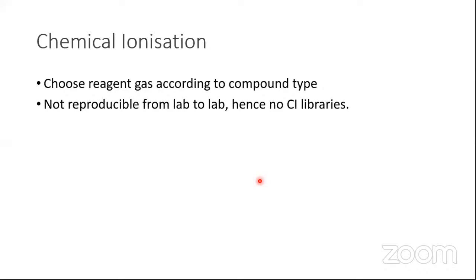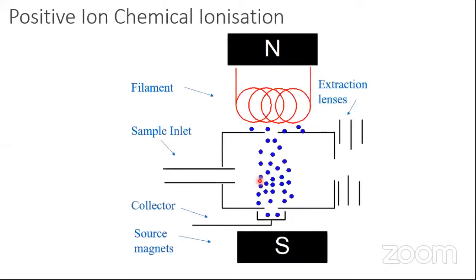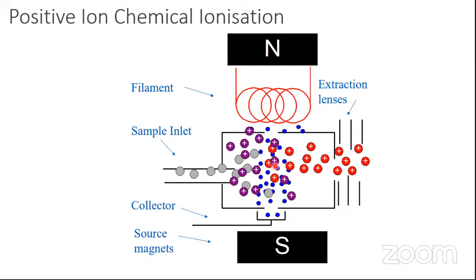Let us look at how you get the information. You have the same EI, only now I'm introducing a methane molecule inside. I'm taking just one example of methane; you can have anything else. The methane molecule gets ionized, and these ions interact with the sample molecule. You do not get a molecular ion directly. You get a protonated molecule.